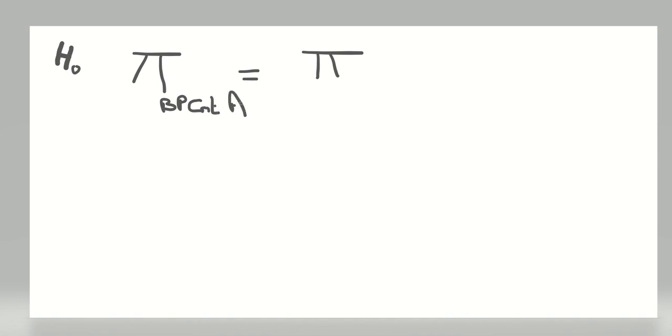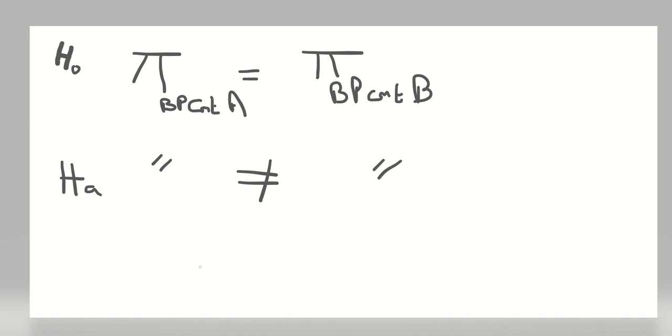Okay, remember as usual, step number one is your null hypothesis. Since it's a proportion, you're going to write proportion is equal to proportion. And we just have to know proportion of what? Well, it's a proportion of blood pressure control for drug A is equal to the proportion of blood controlled in drug B. And therefore, the alternative hypothesis is simple. These two are not equal. So that's step number one.